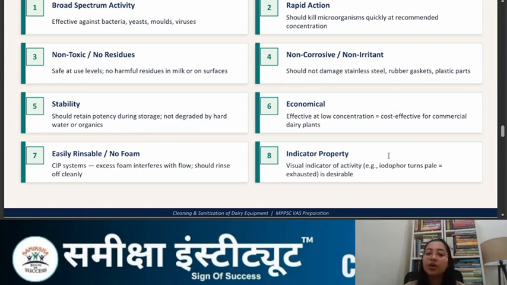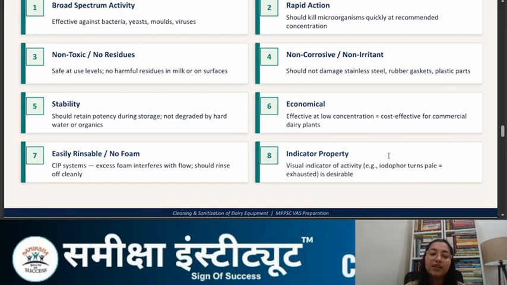Then fourth, it should have non-corrosive, non-irritant action. Should not damage the stainless steel, rubber gaskets and the plastic parts that are used in the dairy equipments. Then fifth point, they should be stable. They should have potency during storage. They should not get degraded by hard water or organics like we studied in case of chlorine. Then sixth, they should be economical. They should be cost effective for commercial dairy plants, and especially at the lower concentration also they should be effective and economical. Then seventh, they should be easily removable, easily rinsable.